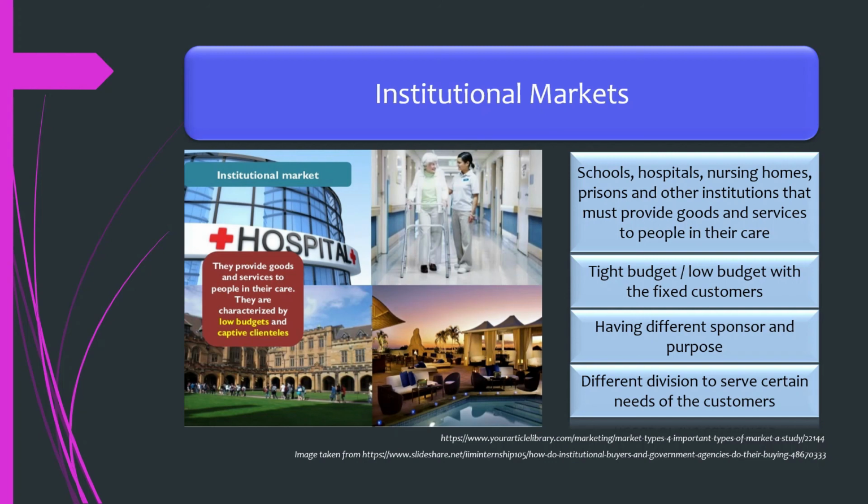Then if you are a member of the government, maybe local government, and you start to buy something from the private sectors to fulfill your needs, to conduct your duty so we can run well, you belong to the government markets. And then if you belong to the institutional, you provide goods and services for people who need your care, with a tight or low budget, with customers that will always come, whether they like it or not. So you can be said to belong to the institutional market.